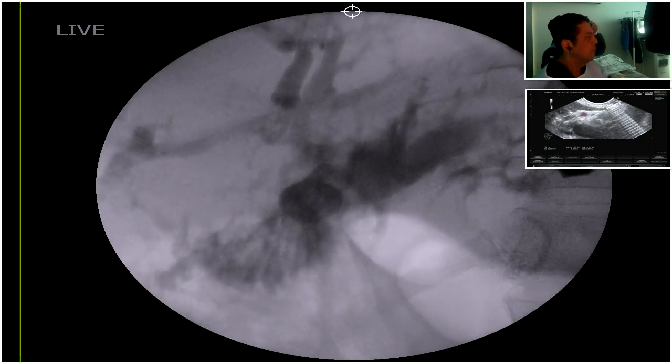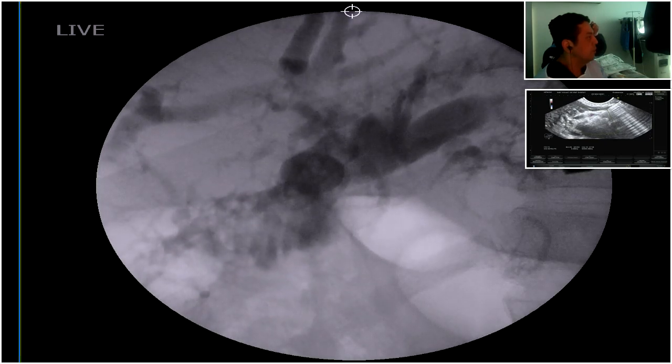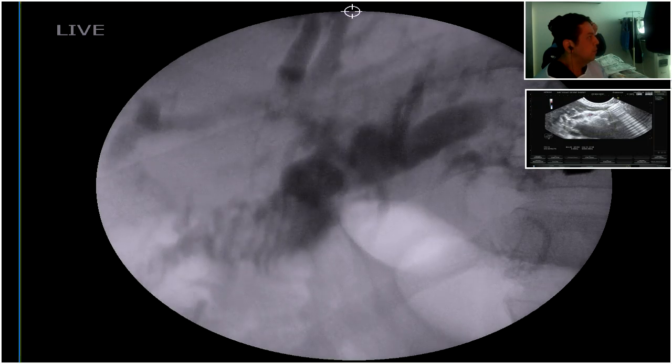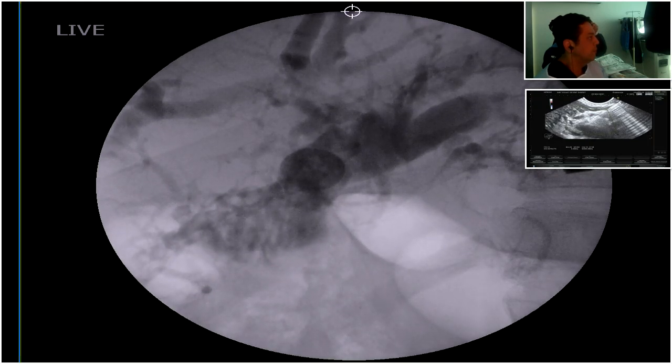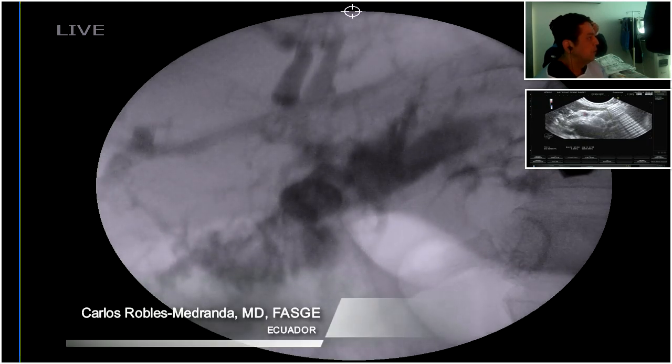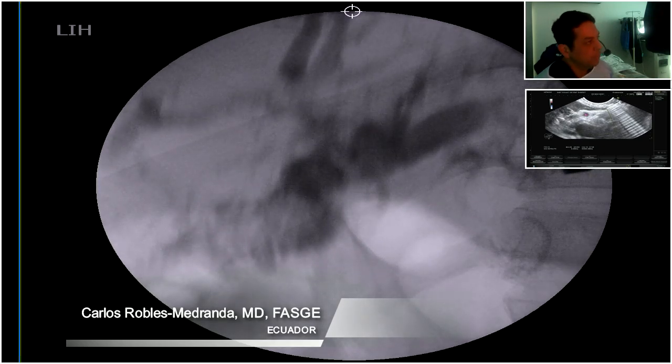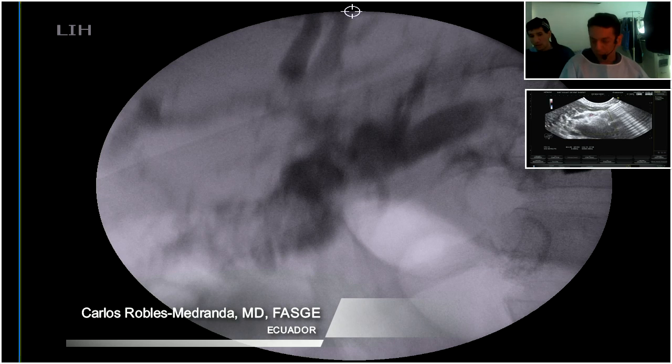So we need to discuss that with surgery probably. But first of all, we need a liver biopsy. Okay? So I will change my needle now. Give me more water, agua.